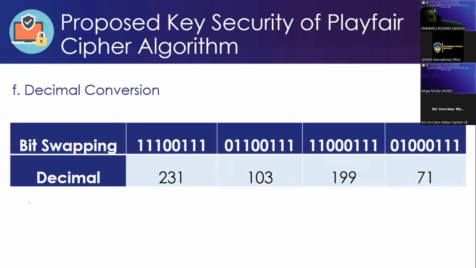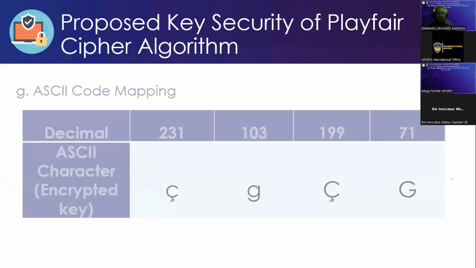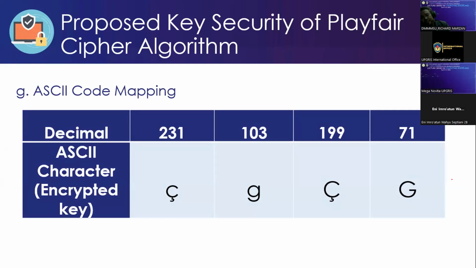So this is now the result of the bit swapping. So this is now the final result. Then we will convert that into decimal. After converting that into decimal, based on the ASCII table, the ASCII values 231, 103, and 199 give this result. So this is now our encrypted key for the values A, B, C, and D.